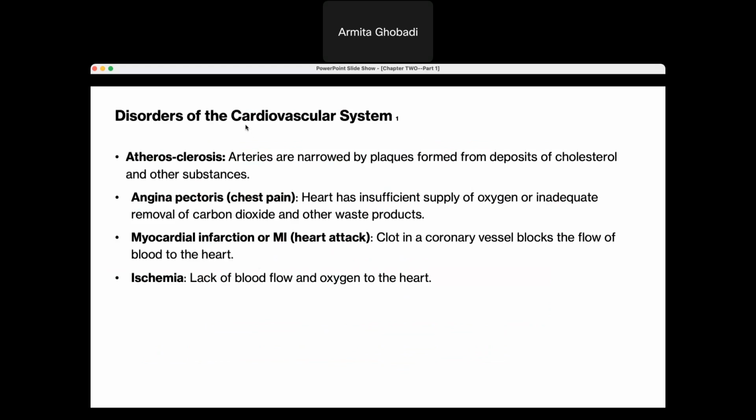But for now, let's talk about different disorders that are related to the cardiovascular system. I'm going to give you a minute to read them, then I'm going to talk about them one by one.